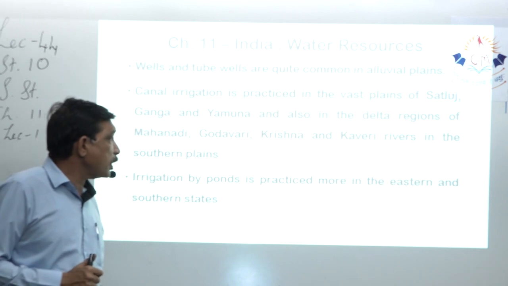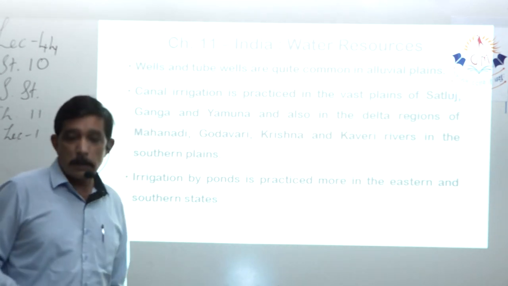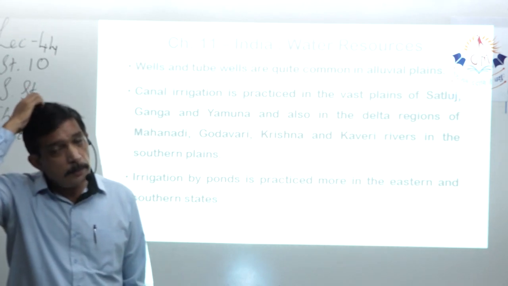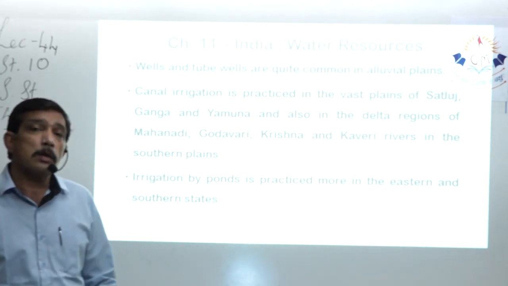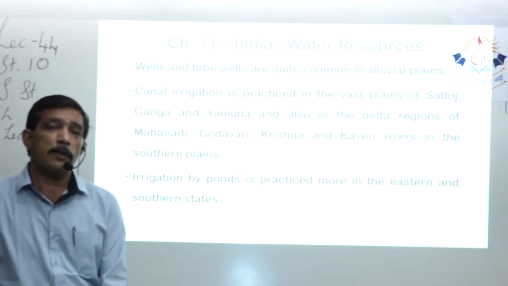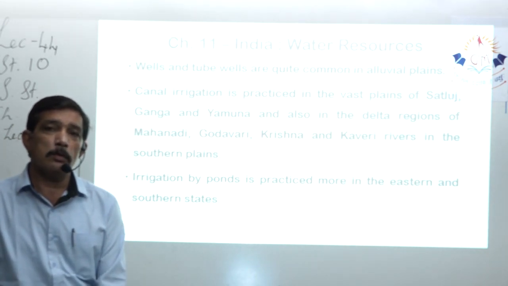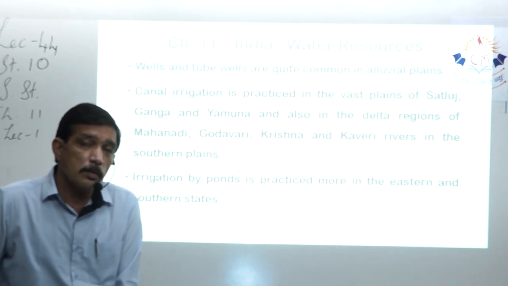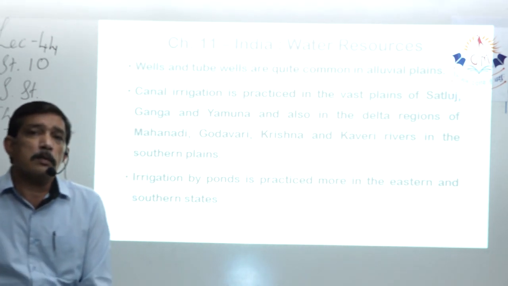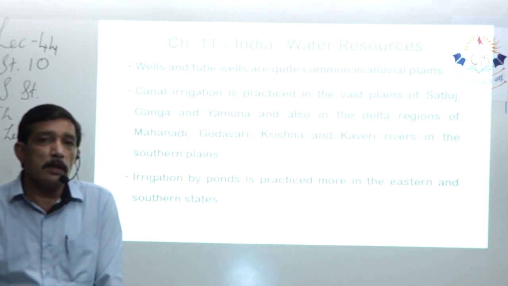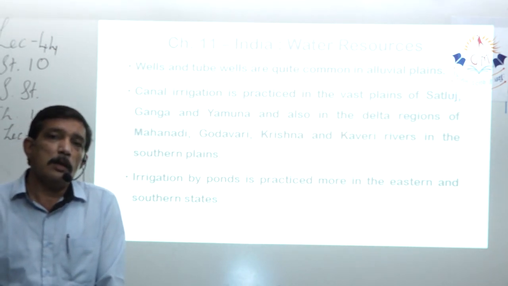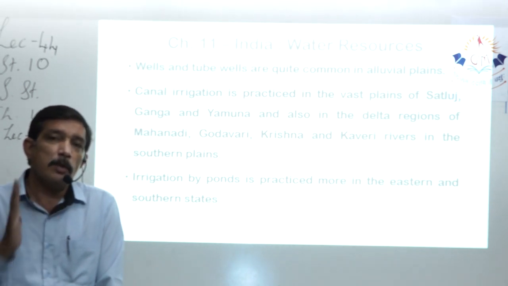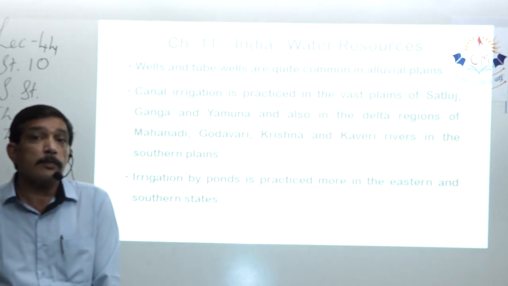Irrigation by ponds is practiced more in the eastern and southern states. Now these seven sister states, that is the northeastern states, for example, if I take Meghalaya, we know has rainfall above 400 centimeters per annum. Yes, that means out of 365 days, you will have hardly 15 to 20 days that are dry. Otherwise, rain will be continuously falling in these areas.